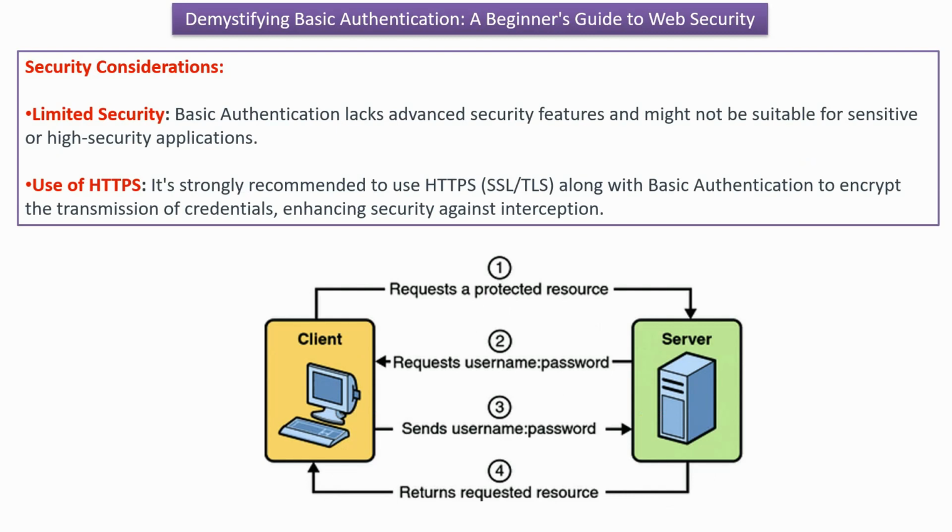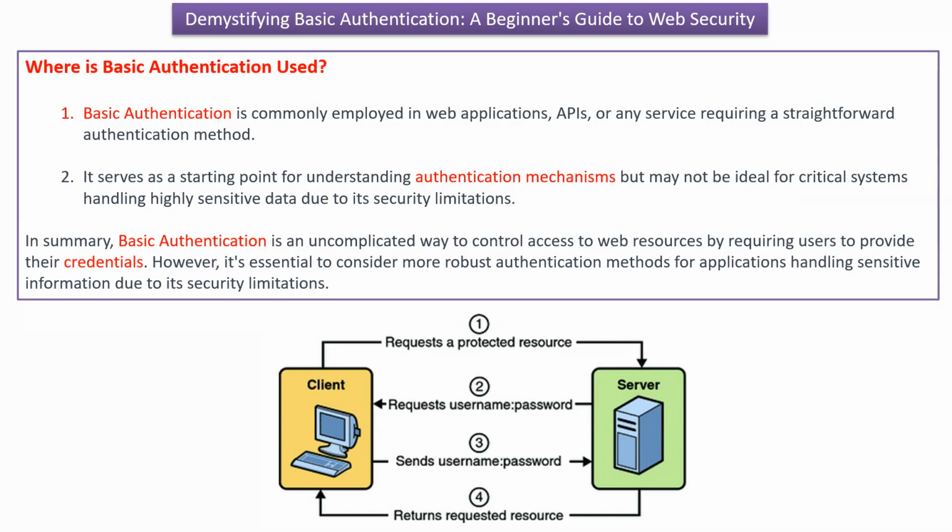The second point is use of HTTPS protocol. It is strongly recommended to use HTTPS protocol along with basic authentication to encrypt the transmission of credentials, which enhances the security against interception. Now we will see where basic authentication is used. Basic authentication is commonly employed in web applications, APIs, or any service requiring a straightforward authentication method.